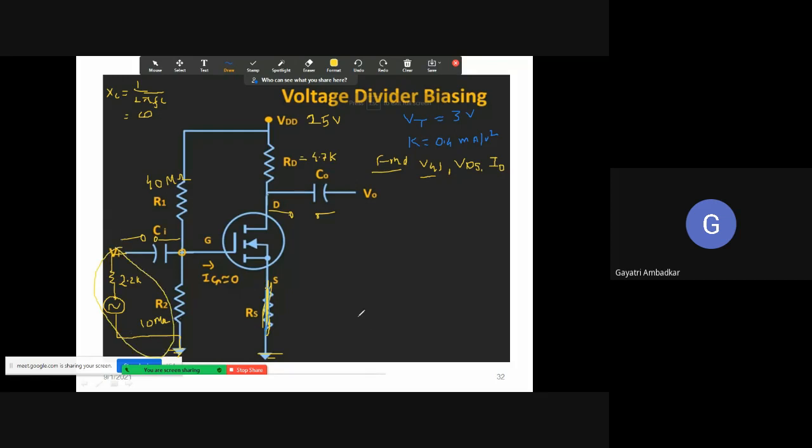Further, now let us solve the problem. Find VGS. How to find VGS now? Where is your VGS? Here it is VGS. This is your gate terminal and this is your source terminal. So between these two, you have VGS.